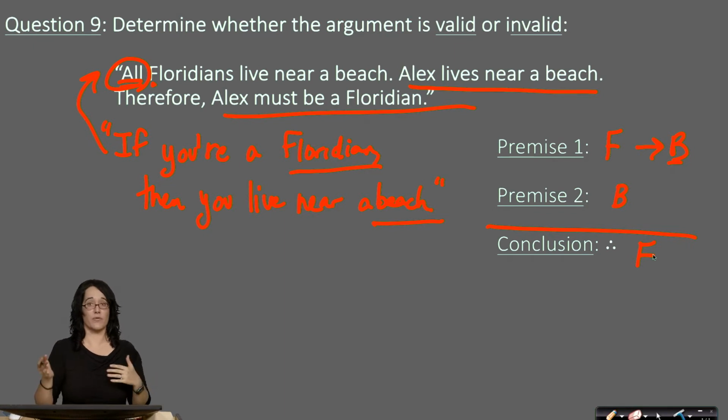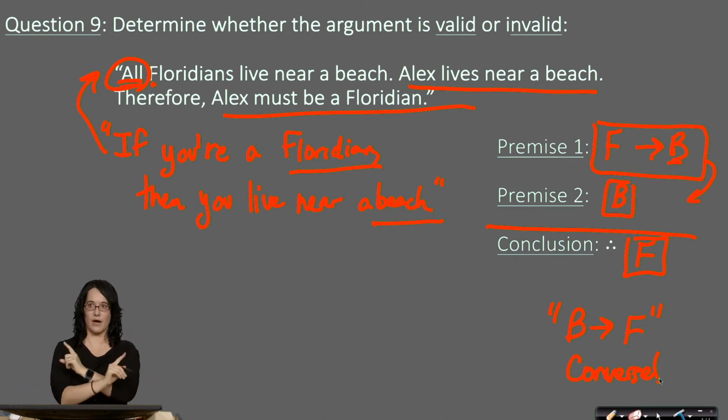Now, if you recognize this as one of our standard forms that are always valid or always invalid, then you're finished, okay? So let's see what we have here. For our first premise, we have an if-then conditional. For our second premise, notice we have the consequent of the first premise. Okay, so that consequent is then saying by conclusion, the antecedent should follow. In other words, B implies that F should happen, according to the first premise and the second premise together. Well, that's what we call the converse of the original statement, isn't it? The converse of F implies B is B implies F. So this is actually a fallacy of the converse. So this is an invalid argument.